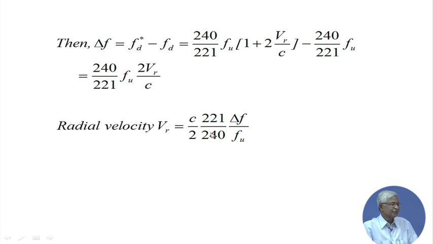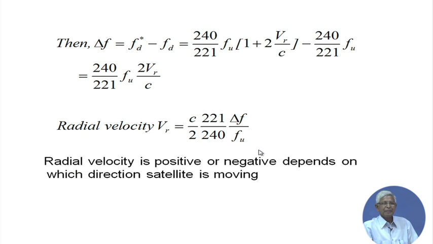Only this ratio will change, that factor will change. So, this is a nice expression, and from that we can find out any unknown. If the delta F is known, I can find out the radial velocity. If radial velocity is known, I can find out the expected delta F, etc. It depends on Fu and Fd and their ratio.